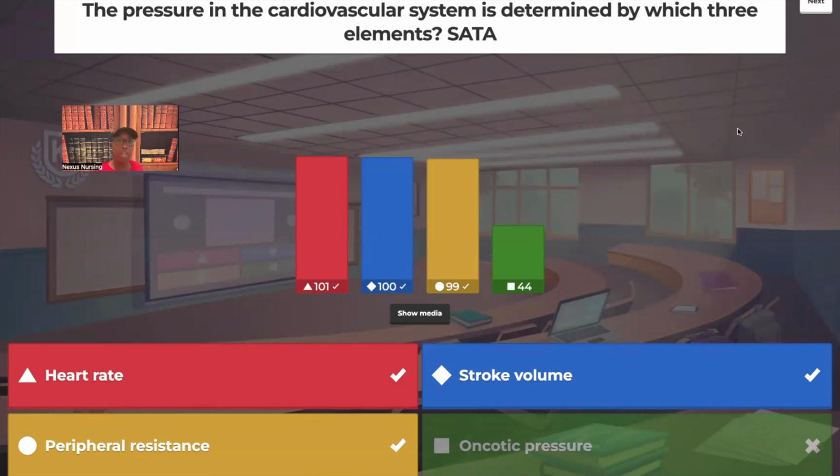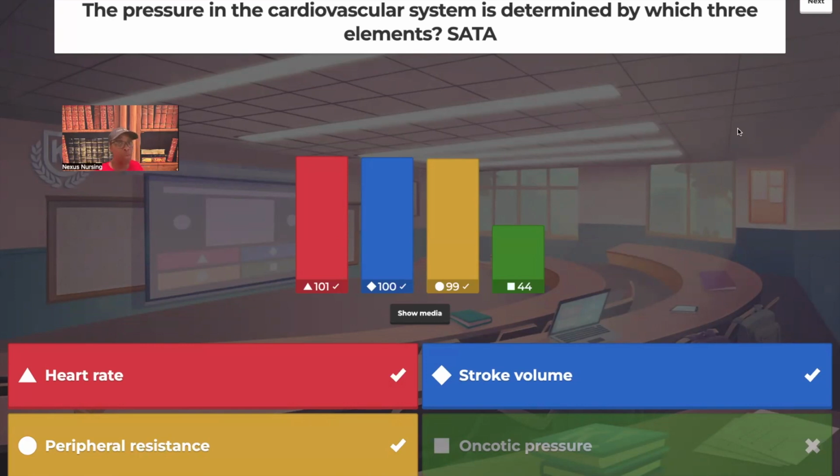So, yes, the pressure in the cardiovascular system is determined by three things. It's determined by your heart rate, and it's determined by your stroke volume. Your stroke volume, guys, is the amount of blood that's being pumped out by the ventricles each heartbeat. And then, of course, your peripheral resistance, that's the resistance of the arterial muscles from that blood that's being pumped out. Those are the three things that determine the pressure within the cardiovascular system, not oncotic pressure.